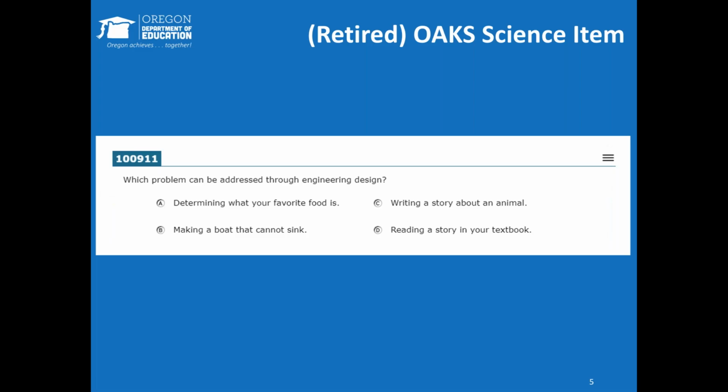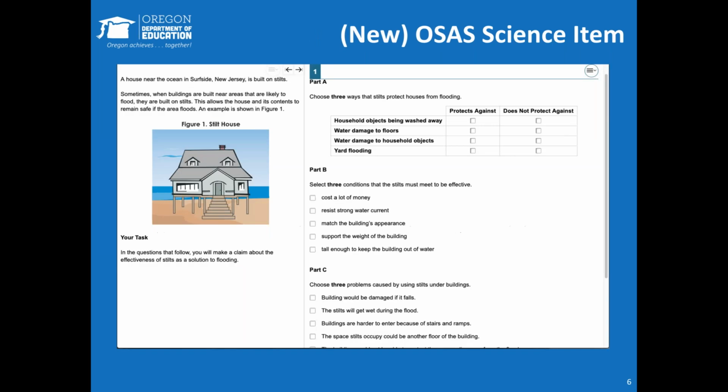This is an example of an item from the retired OAKS Science Assessment. Note the brevity and the classical multiple choice interaction type. This type of item allows for minimal collection of evidence about what the student knows and is able to do, compared to the new OSAS Science item.